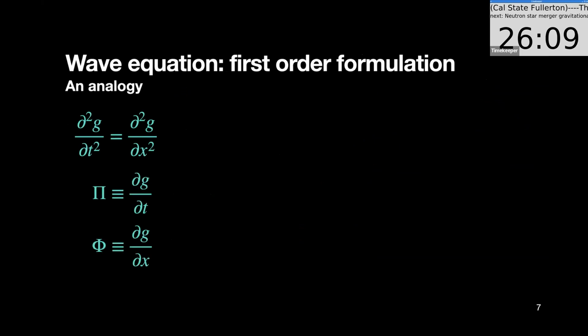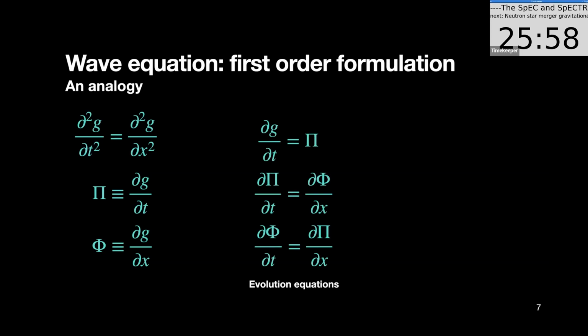So you can just define some new variables. Pi is the time derivative of the wave amplitude g, and phi is the space derivative. Okay. Then you can plug those into the original equation. And if you plug that definition of pi in up there, you get a time derivative equation for pi. The definition of pi gives you a time derivative for the metric, and then you can differentiate this phi thing at the bottom there. Now you've got a set of 3 equations for your 3 variables, g, pi, and phi.